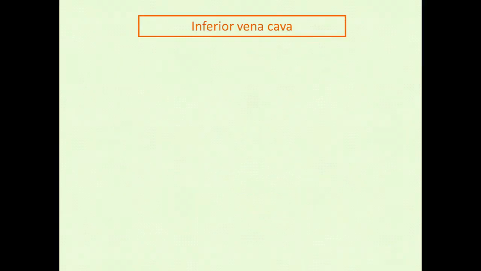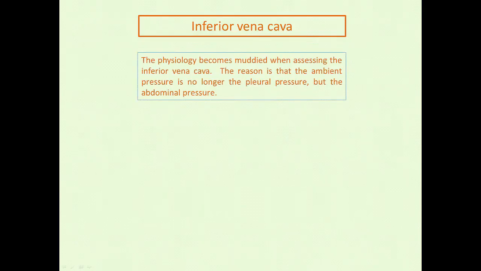Well, what about the inferior vena cava with a mechanical breath? The physiology is a little bit muddied when assessing the inferior vena cava. The reason is that the ambient pressure of the inferior vena cava is no longer the pleural pressure, it's the abdominal pressure. Remember the IVC, there is really no intrathoracic IVC in humans.